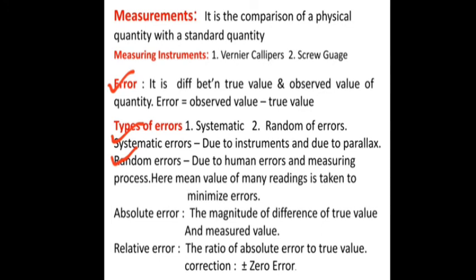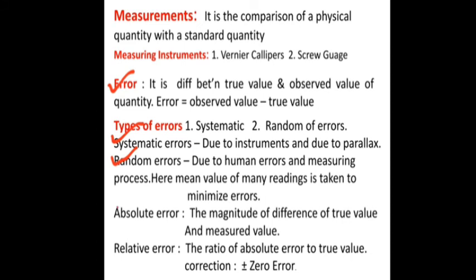Random error means it keeps changing. That is because of human error. See, sometimes when we take vernier calipers and want to measure some length, it will come 10.1, and the next time for the same thing 10.2. So this is called a random error.